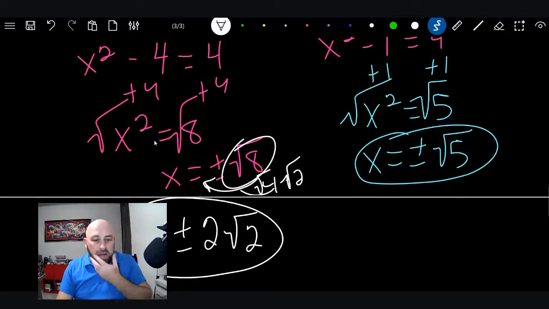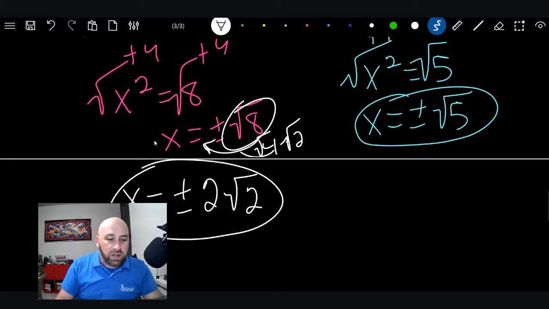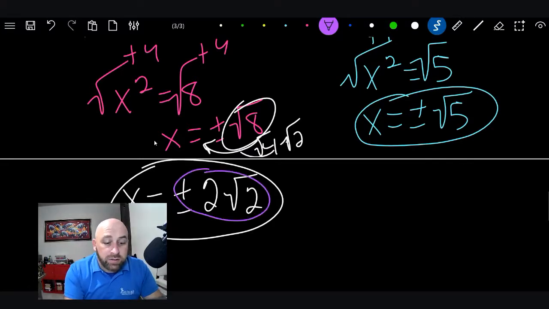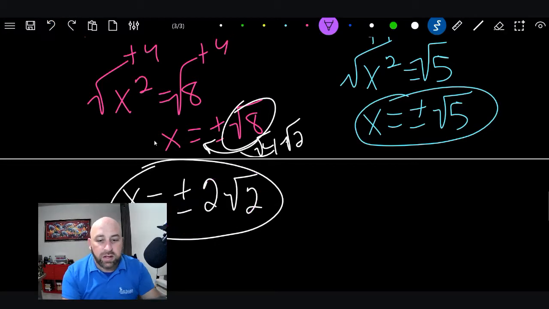Now let me show you how to write this, because it's a little bit confusing how to write this. Because look, here's what's going on. Positive 2 square roots of 2 is an answer. Negative 2 square roots of 2 is an answer. Square root of 5 positive is an answer. Square root of 5 negative is an answer. All right, so we got lots of different answers going on here. And we're just going to go ahead and plug into those. Now, which ones go with which?